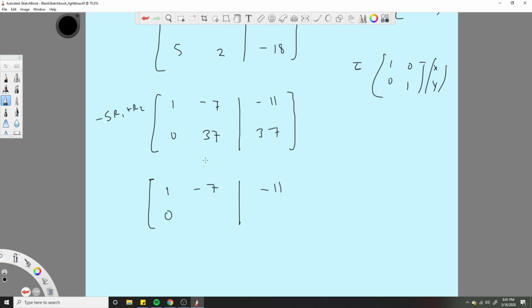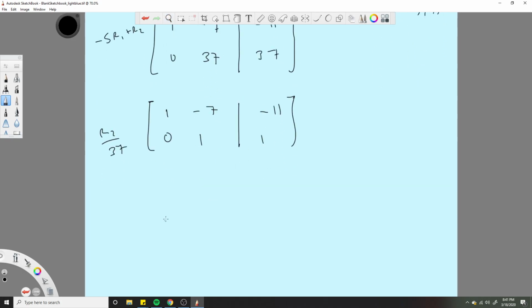The next thing we want to do is get this value to 1, so we'll divide row 2 by 37. So 37 divided by 37 is 1. 37 divided by 37 here is 1.